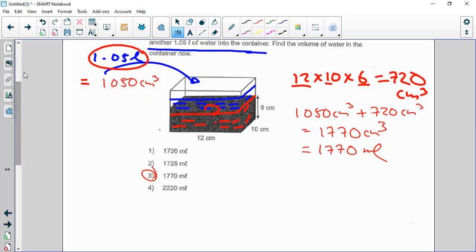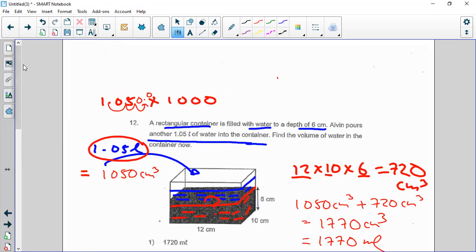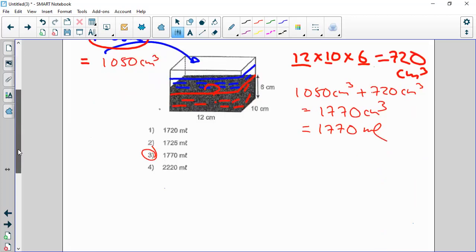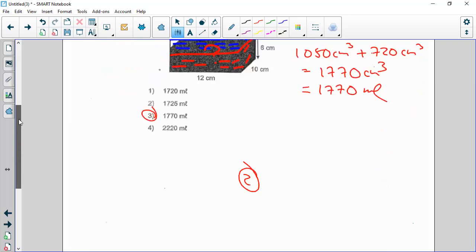Okay, so how many marks for this? Oh, there's only one question. So question 12, there's 2 marks, okay? 2 marks if you get it correct. Okay, let's go to question 13, all right?